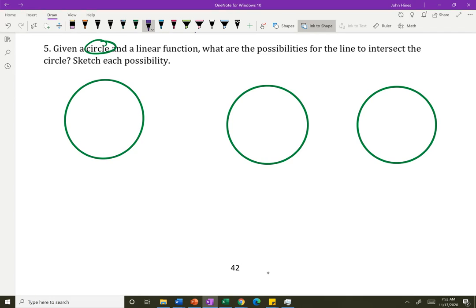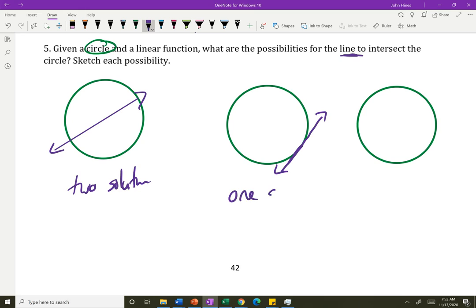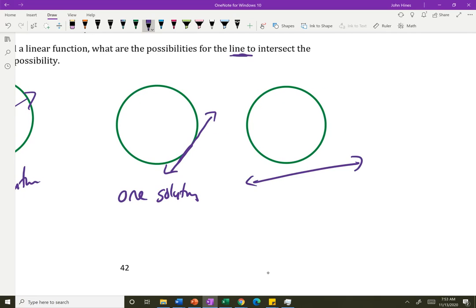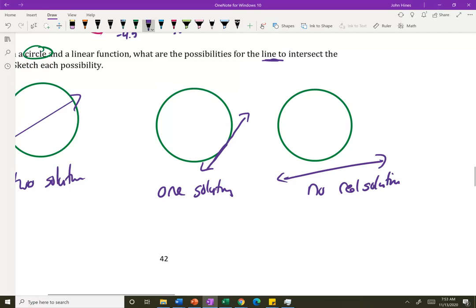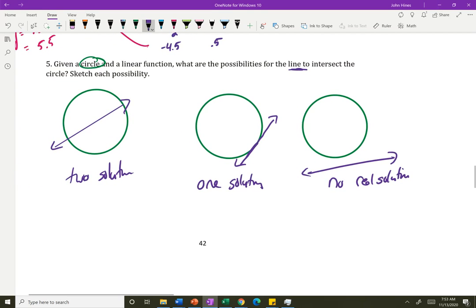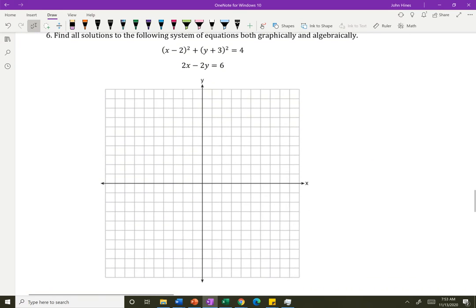If I have 3 circles, what can happen if I draw a line? Well, it's the same as the parabola. They can intersect twice. 2 solutions. It could be tangent again, and I could have 1 solution that's repeated. Or it could be a swing and a miss, and we could have no real solutions. So again, when we solve a system of equations, we're looking for points of intersection between a circle or a parabola and a line. Let's do one algebraically here.